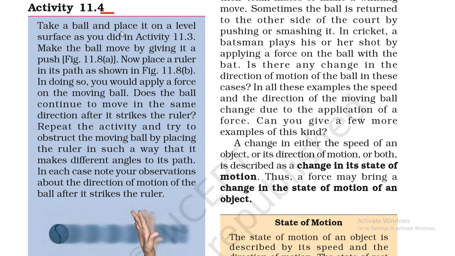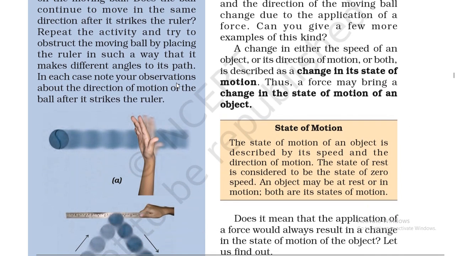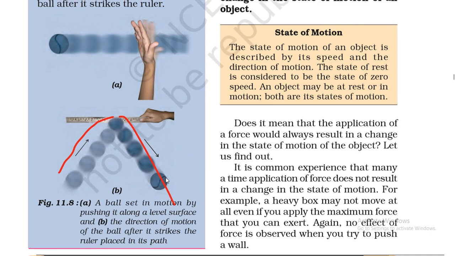So take a ball and place it on a table surface as you did in activity 11.3. Make the ball move by giving it a push. Now place a rubber in its path as shown in figure 11.8. You can see this one is the activity actually. Okay, it is moving and returns back.